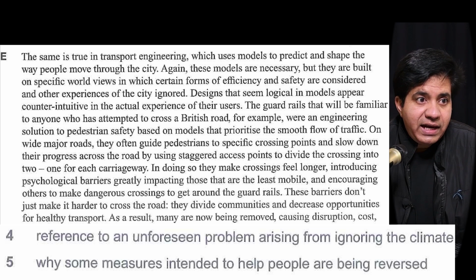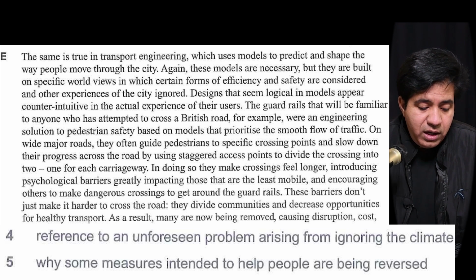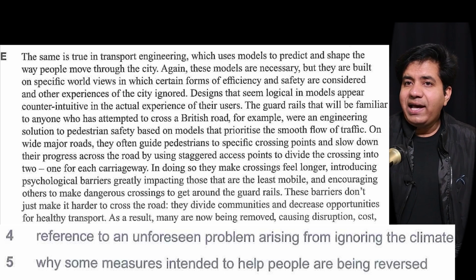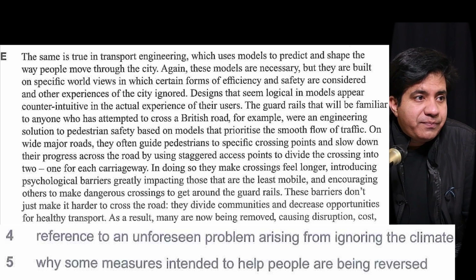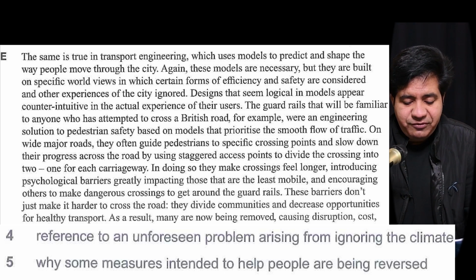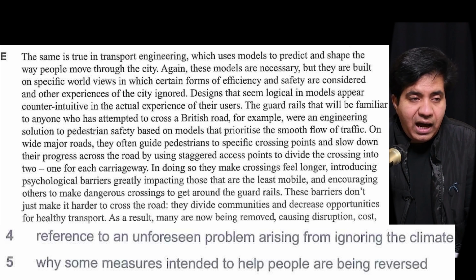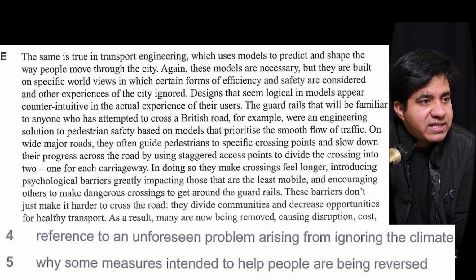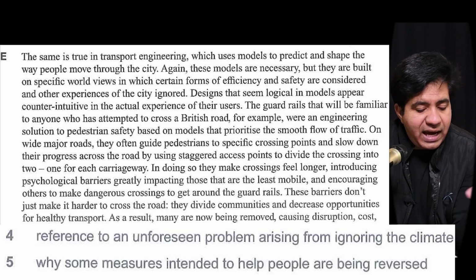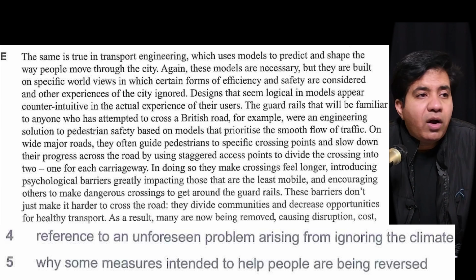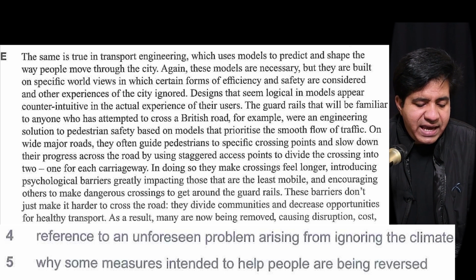If you still don't find anything, you can read on. It's actually number 5, and I'll tell you why. In 5 they say why some measures intended to help people are being reversed. Measures are there to help people, but they are actually being reversed, meaning they are not giving the benefit. Now what do they say here?